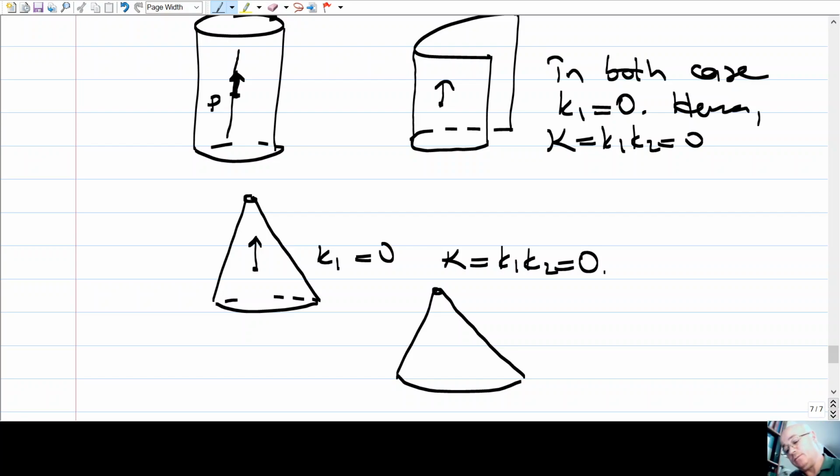Okay, so in this case k2 is negative, and here also k2 will be negative, if I choose my orientation like this, for example.